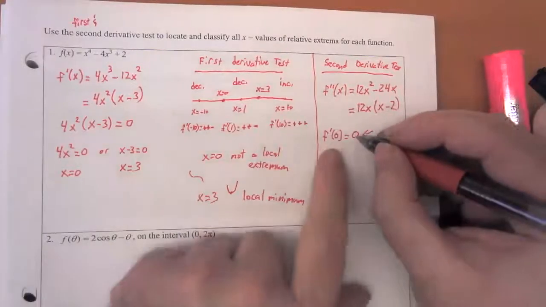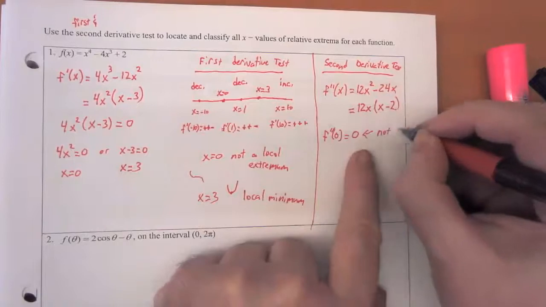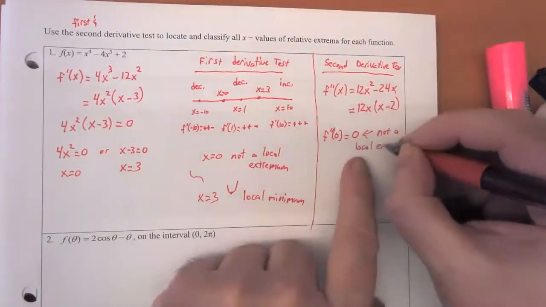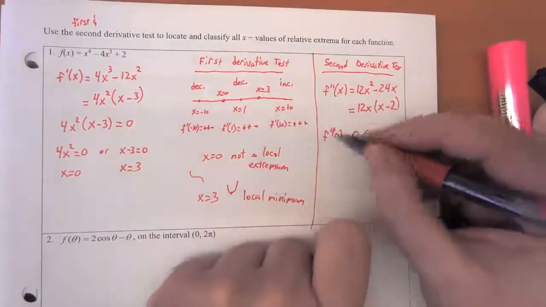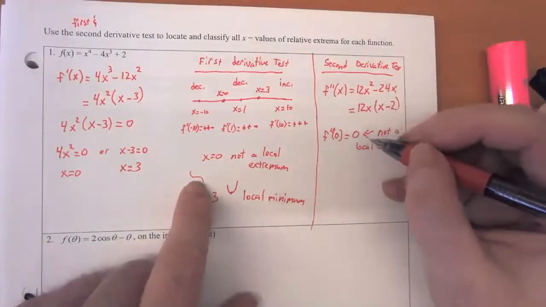All right, so since the second derivative is 0, that says it's not a local extremum, because it's a point of inflection. Again, kind of like this.